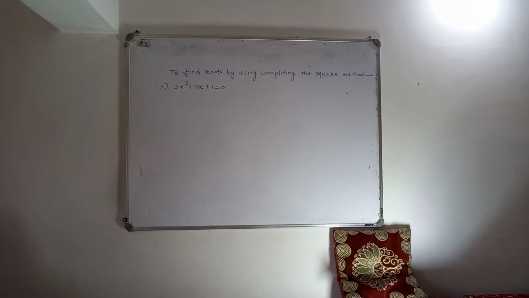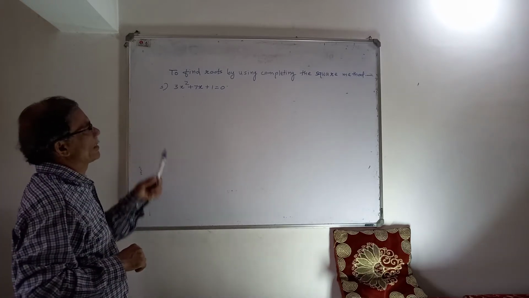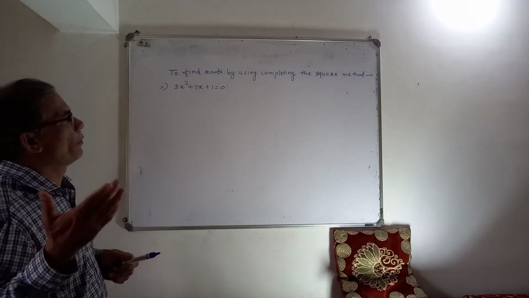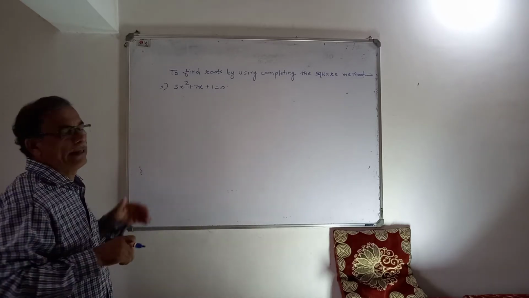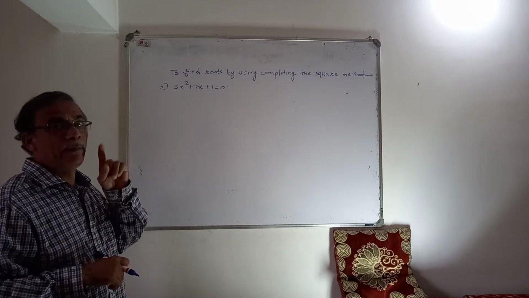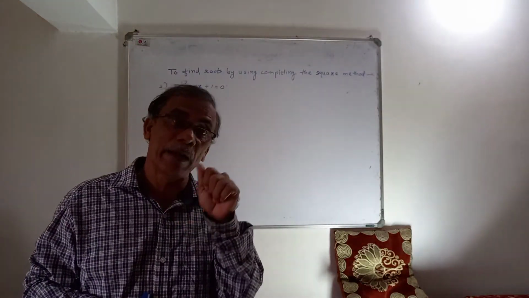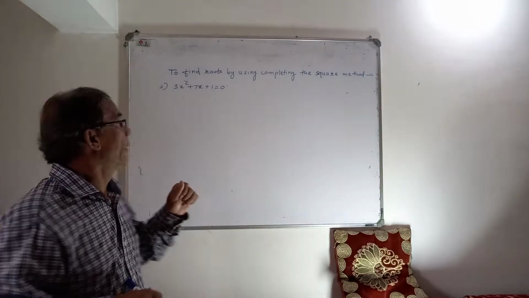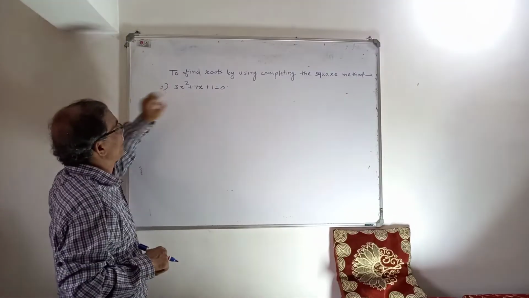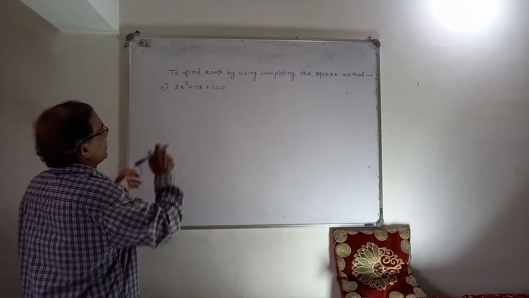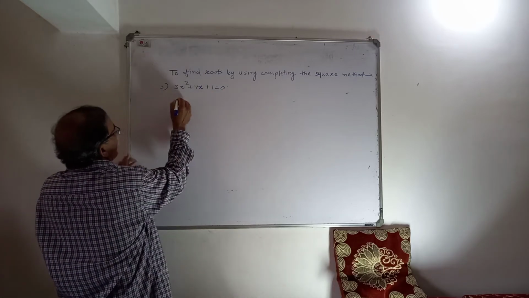Now consider the third example, 3x square plus 7x plus 1 is equal to 0. Now here, there is one difference from the earlier examples that we solved. What is that? In both earlier equations, the coefficient of x square was 1. Here, x square has got coefficient 3. So now as usual, first you transfer this c to the right hand side.